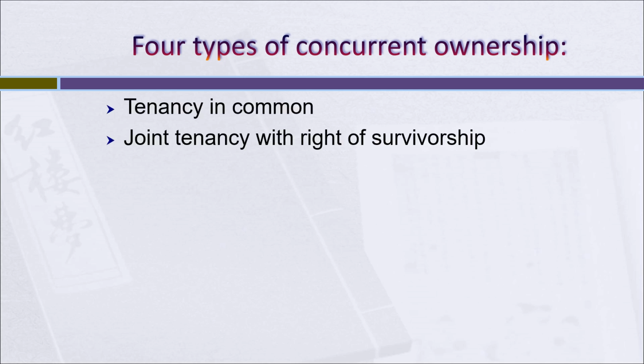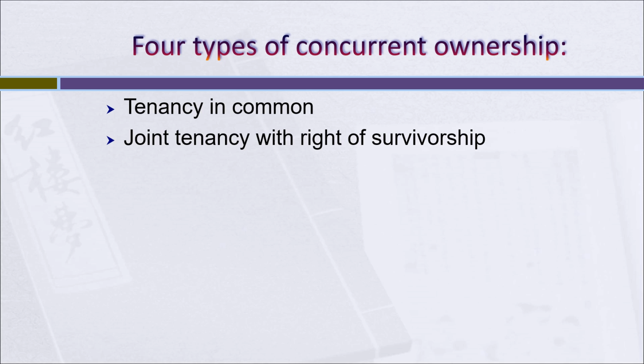Now, there are 4 kinds of concurrent ownership that we're going to consider. The first kind is tenancy in common, and the second is joint tenancy with right of survivorship. These are the 2 most common. They're universally recognized in essentially every state in the country, and we're going to spend most of our time talking about them. However, there are 2 other more specialized kinds of concurrent ownership.